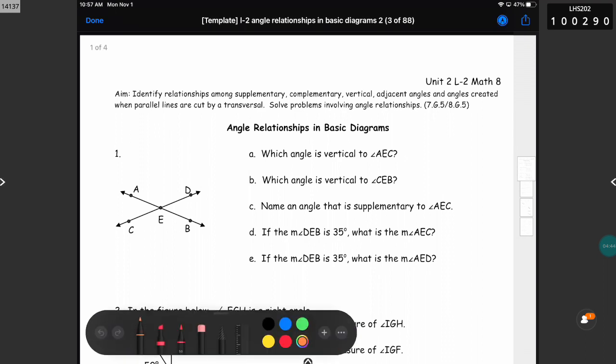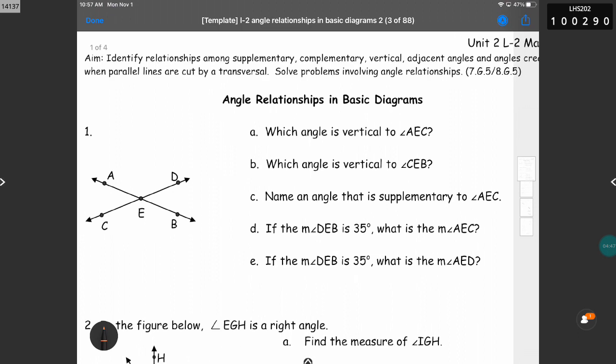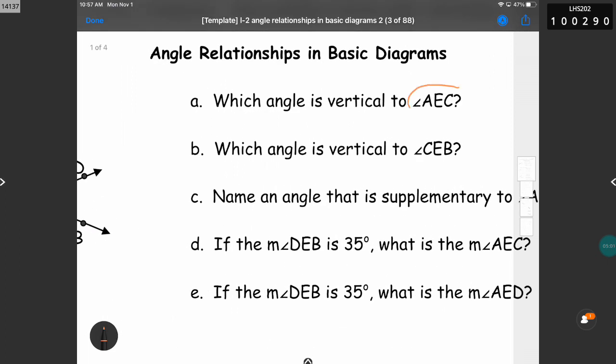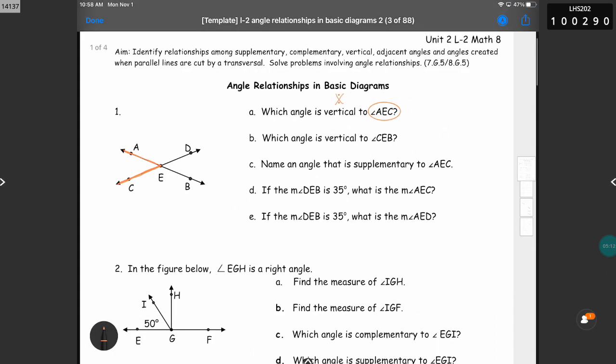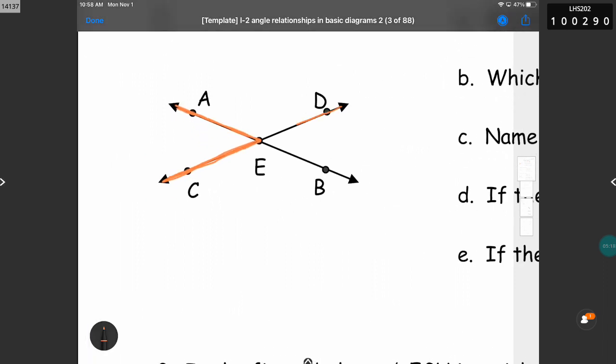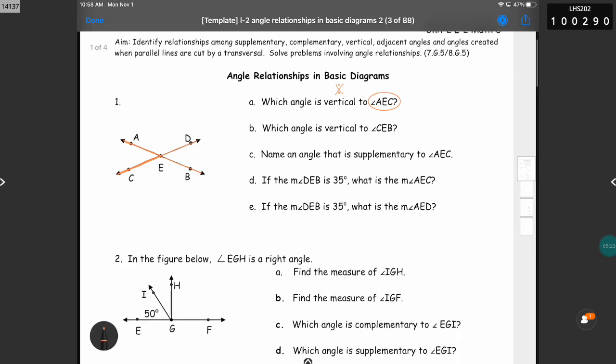So it says, what angle is vertical to angle AEC? So what I'm going to do is I'm going to trace over AEC. From when we just went through our vocabulary, vertical to AEC means that it creates the X and its opposite. So if this was the angle, this would be the vertical angle down here. So let's see, what angle creates that X with this? Does anybody see it? DEB. DEB creates that X. So this is going to be angle DEB.